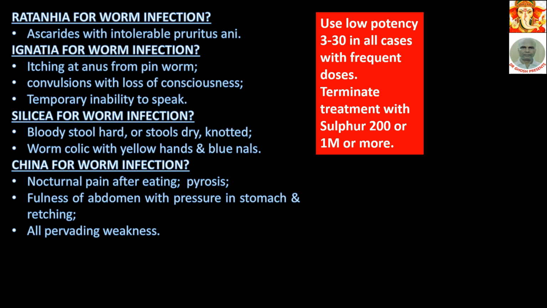All pervading weakness. On the right hand side, I have given standard instruction. Use low potency always, 3 to 30, in all cases with frequent doses, that is maybe 3 hourly, 4 hourly, 6 hourly. Terminate treatment with sulfur 200 or 1M or more, because you may use Ratanhia, you may use Ignatia, China, any medicine, but you must close the treatment with high potency of sulfur so that the particular disease doesn't return. Sulfur does that. It stops recurring of infection again and again. Then, depending on season, you have to go 200, 1M or maybe 10M, anything.